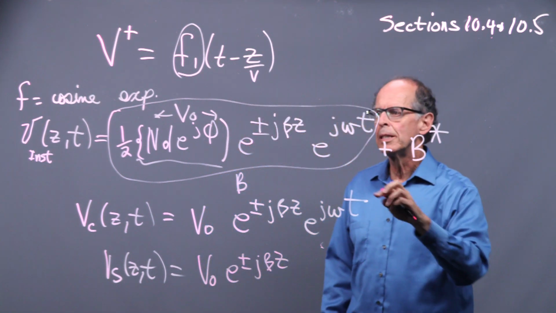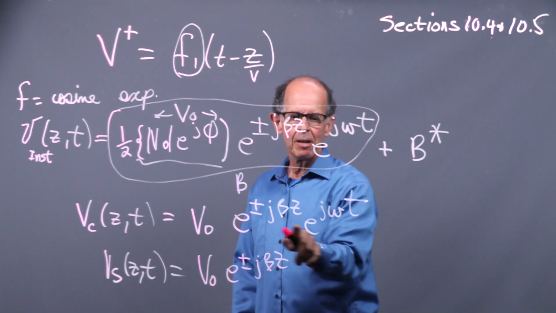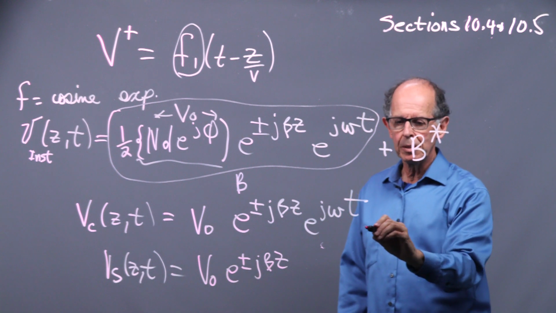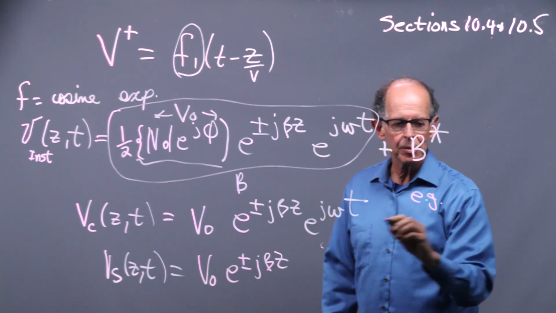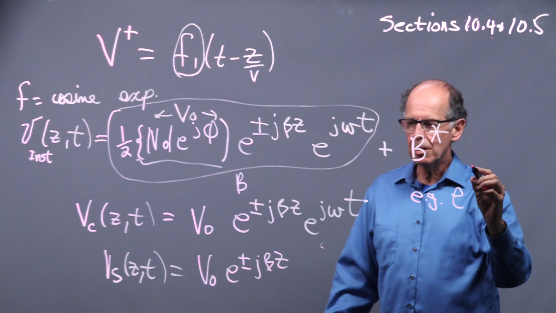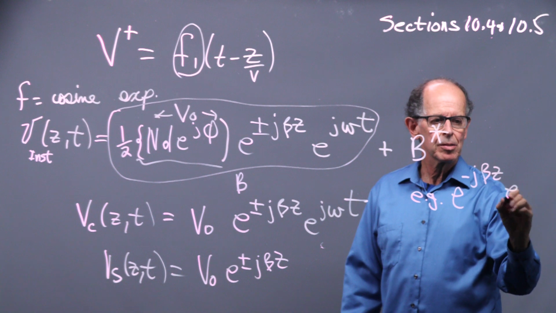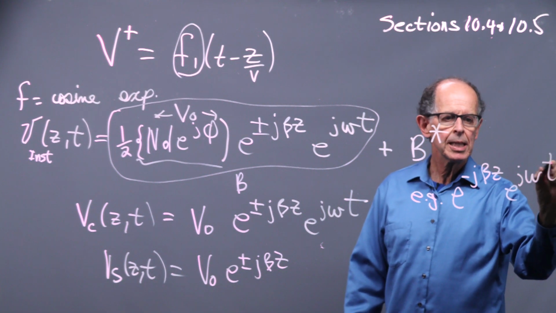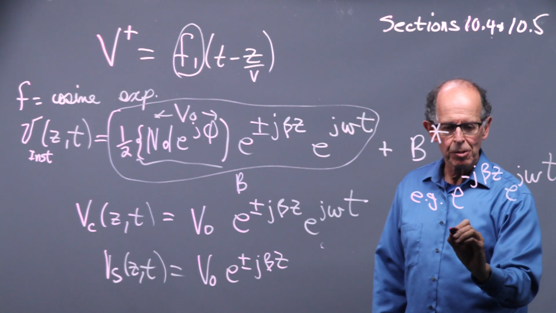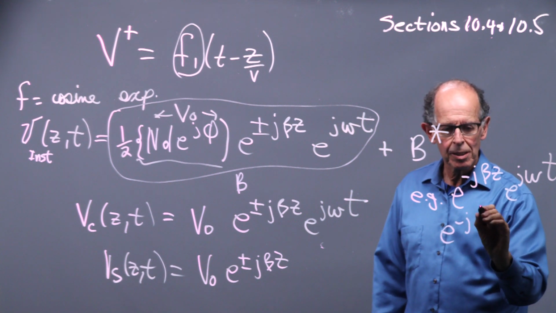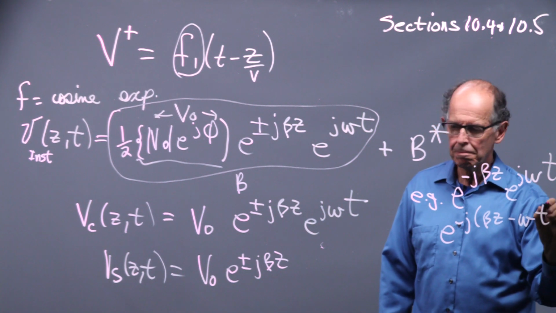Final note is, you see the form of this function. So for example, supposing we look at this, e to the minus j beta z, e to the j omega t, factor out the j and you can see that this is of the form e to the minus j beta z minus omega t.